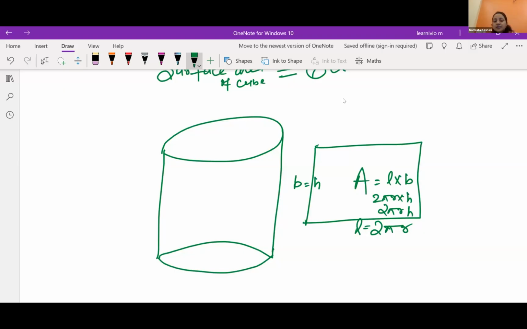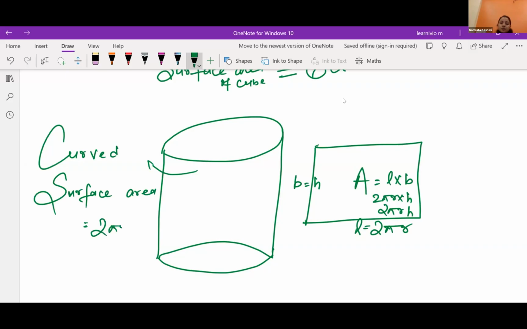Is it clear? Yes, ma'am. Okay. Curved surface area. What is curved surface area? This is curved surface area, the curved part. Only the curved part. See the curved part. This is the curved surface area of the cylinder. Okay, there are other surfaces also over here. This surface area we have found, the curved surface area, that is 2 pi rh.